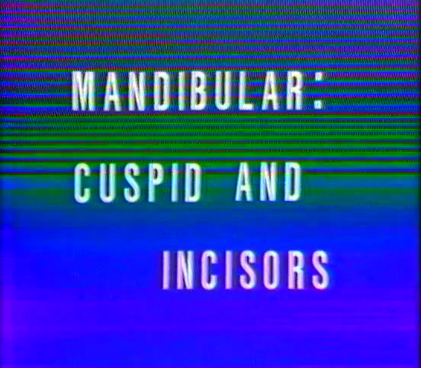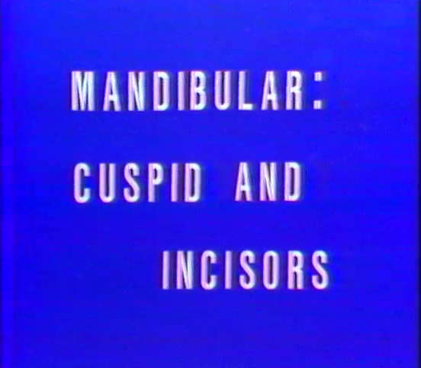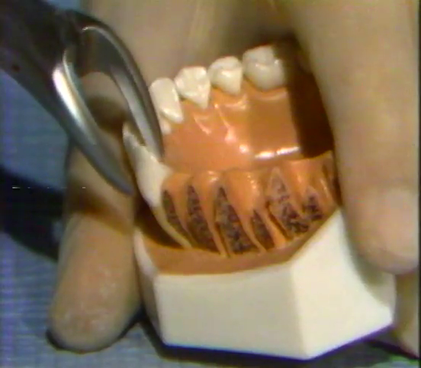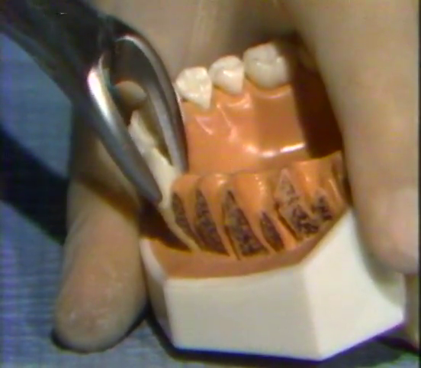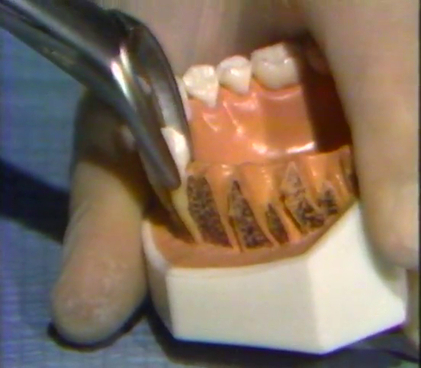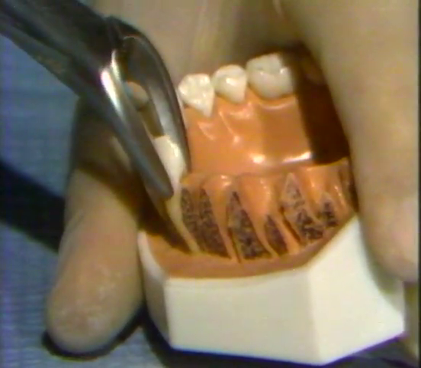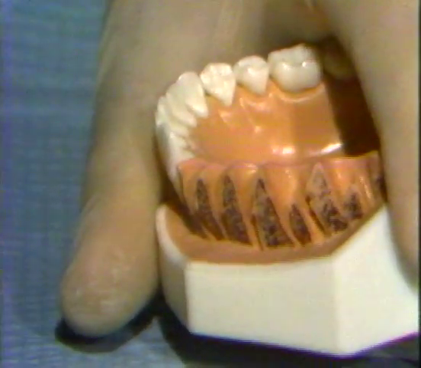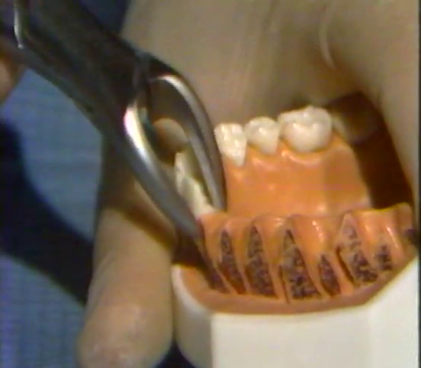The application of the beaks and the luxation movements are the same for each of these three teeth. The cuspid is a larger, more firmly embedded tooth and requires more force than the incisors. The first movement is to the labial side, followed by movement to the lingual side. This is followed by slight rotation and upward movement in line with the long axis of the tooth.